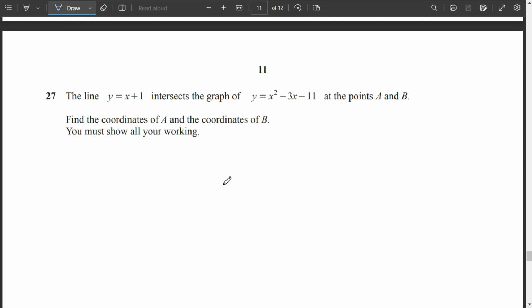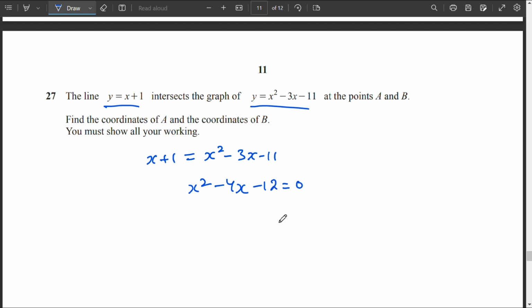So see, there are two equations. One is of a line and one is of a graph. So what we have to do, we have to find the point of intersection. So what we can do, we can write x plus 1 equals x squared minus 3x minus 11. Now you take these to the right hand side. So this will be x squared, this will be minus x. So minus 3x minus x is minus 4x. And this is minus 11. When you take it to that side, this is also minus 1. So minus 11 minus 1 is minus 12. This is equal to 0.